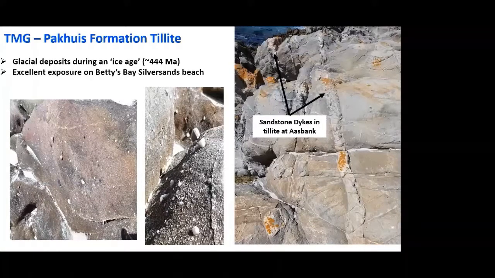This is on the extreme western end of the Silver Sands beach here at Betty's Bay. It's called Arsbunk, and they're very clearly, they're beautifully washed, the hard quartzite pebbles deposited by the glaciers as they melted. Subsequently these sandstone infilled dikes appear to be cracks that have been filled in with a very similar sediment to the tillites.